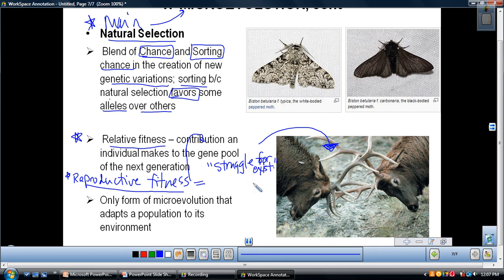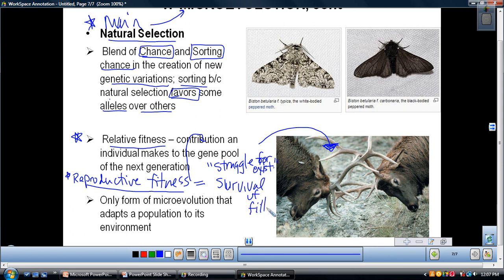Fitness can be very subtle. It might be a barnacle that is better fit because it's more efficient at capturing food, therefore may capture energy better, and therefore may be able to produce more eggs. So it doesn't have to be battling it out like you see in this picture. In some organisms, some males do battle it out, but it's not always like that. Sometimes it's very subtle. So it's struggle for existence, and it's also survival of the fittest. Those are the two things, survival of the fittest.